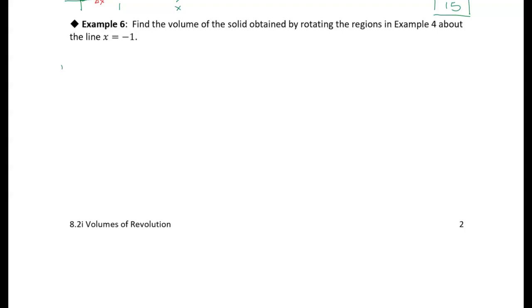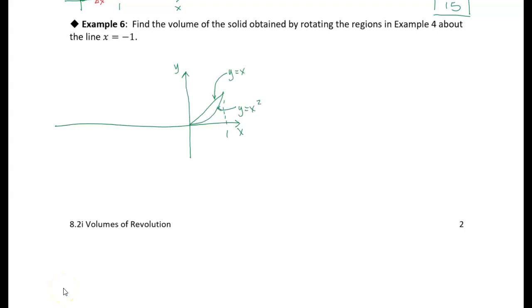All right, so we got one more example here, and it involves that same region that we had before, right? So we're referring back to that region we had in example 4, where it's the region between y equals x and y equals x squared. So let me draw what that looks like.